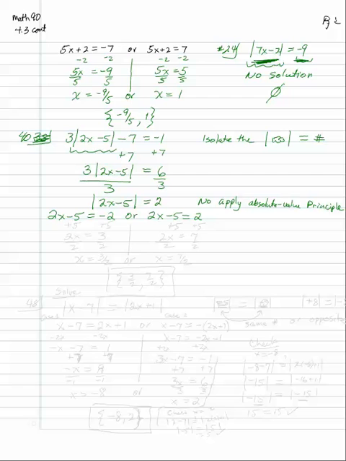So we're going to add 5 to both sides. That gets me 3. And then divide both sides by 2. That gets me 3/2. Now we do the other one. Add 5 to both sides. So that gets you 7. Divide both sides by 2. So it gets you 7/2. And my two solutions are 3/2 and 7/2.